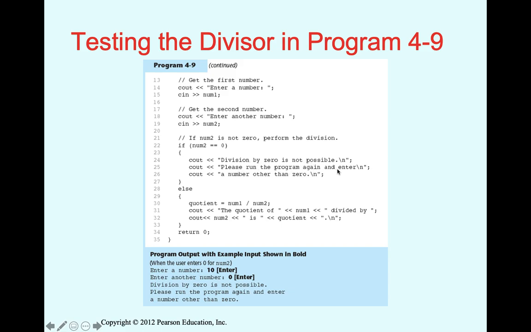Please run the program again and enter a number other than 0. If the second number is not 0, then we just do the division and print the result of the division. Okay, so this is the first run of the program. We write 10, 0, then we get these error messages.